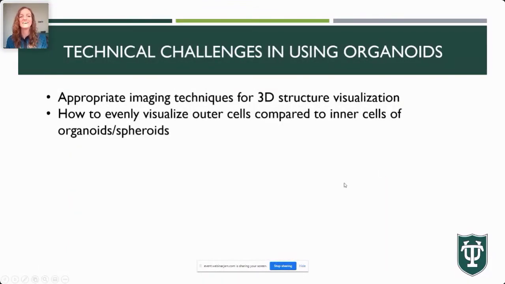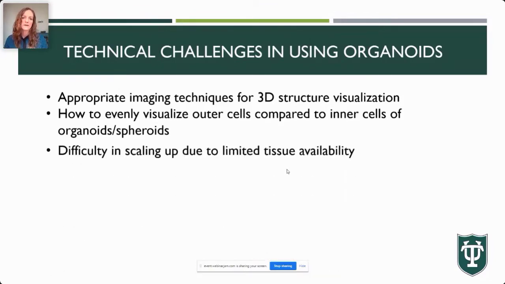Along the way, though, we did identify some technical challenges. It's always important to evaluate how we can improve. We wanted to make sure that we had appropriate imaging techniques to visualize these really complex 3D structures. More specifically, we wanted to make sure we could evenly visualize the outer cells compared to the cells within the organoid, or the spheroid. And we had some difficulty scaling up due to limited tissue availability. We're working with a sliver of tumor or small amounts of organoids, and it was difficult to propagate them further for more extensive experiments.